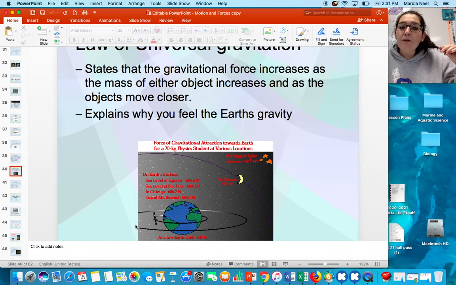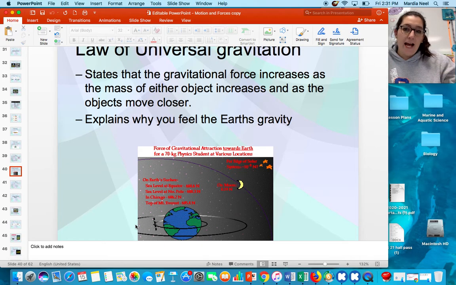So the law of universal gravitation, what it says exactly is that gravitational force increases as mass increases and as the objects move closer. So that's why you feel Earth's gravity. The more you weigh, well, not more, the more mass you have, the closer you are to the center of the Earth.